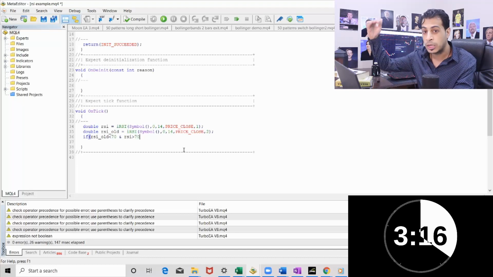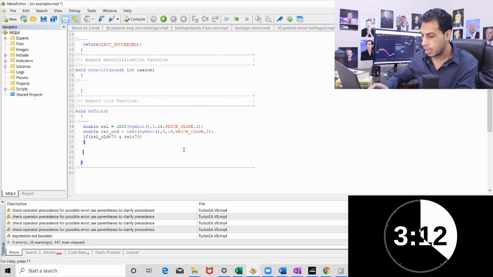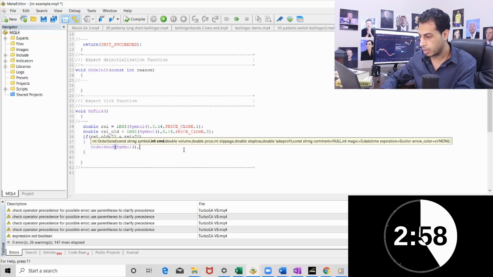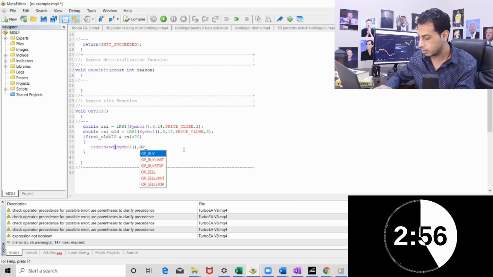So right now we are crossing above the 70. Then I'm going to open a sell, and that's it. I am done. I'm going to do the same thing in the opposite side. So order send, and it will be right here, simple, and the command will be a sell trade.